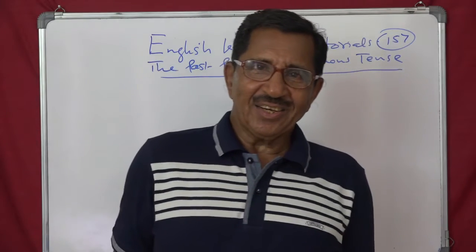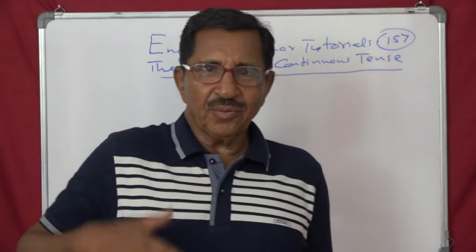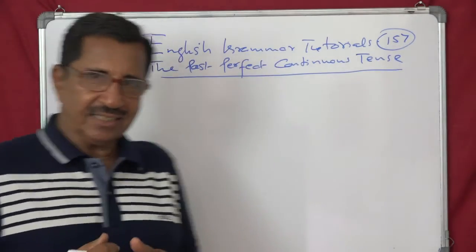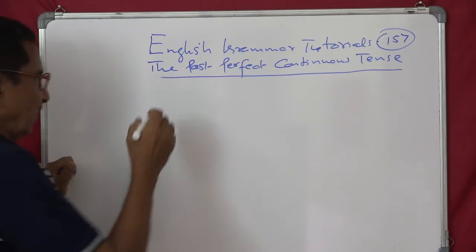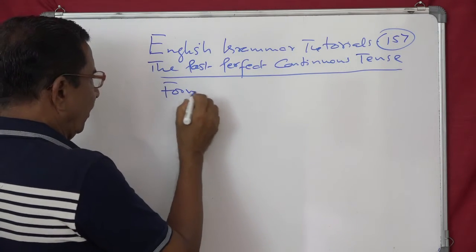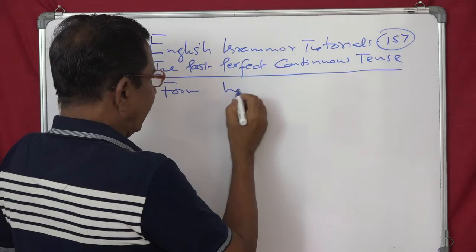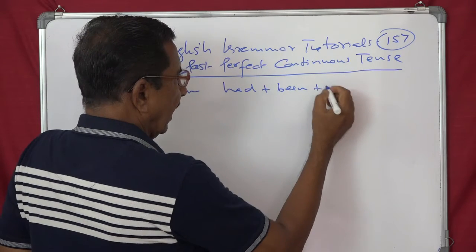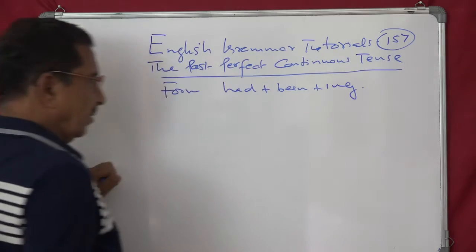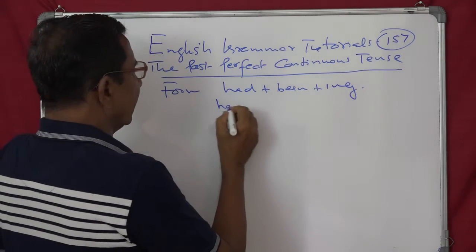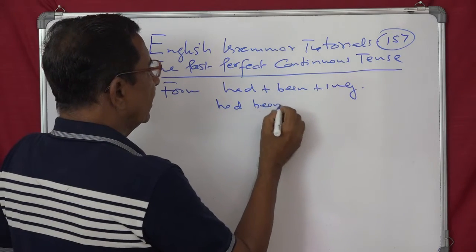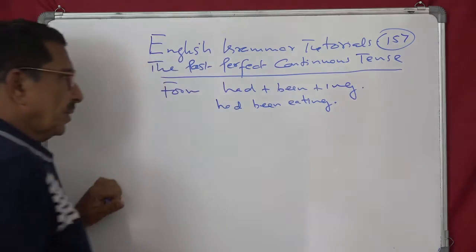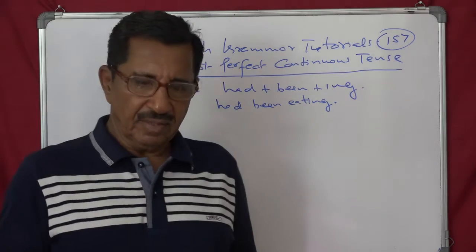Friends, now we are entering into another area, that is the past perfect continuous tense. First, the form. What is the form? Form is had plus been plus ing. This is the form. For example, had been eating. So this is the form of the past perfect continuous.